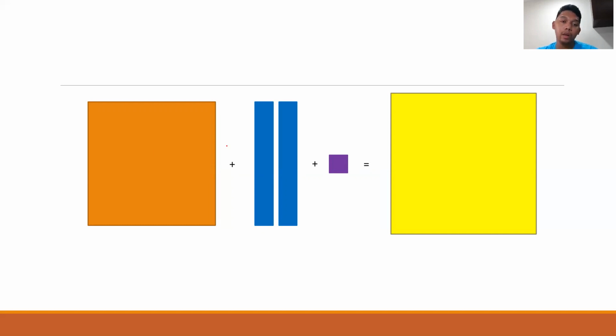If we try to add the area of these shapes, this is 49. This is 2, so 7 plus 7, or 2 times 7, is basically 14. And this one is 1. So if you add those together, it will eventually equal what? All right, it's 64.